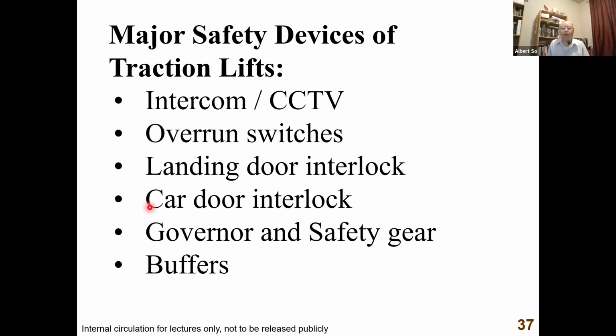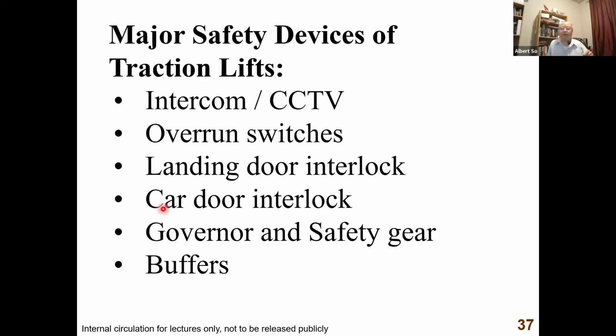But remember, you have also got the car doors. The car doors also need an interlock. That means you need to mechanically lock the car door and electrically prove the locking condition of the car door. Then again, it is in series.